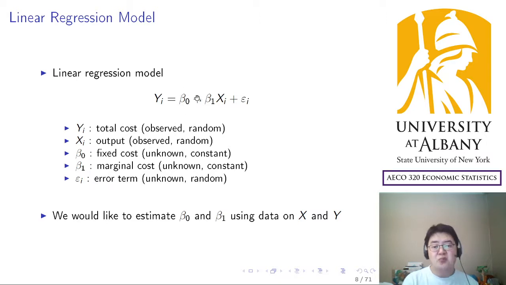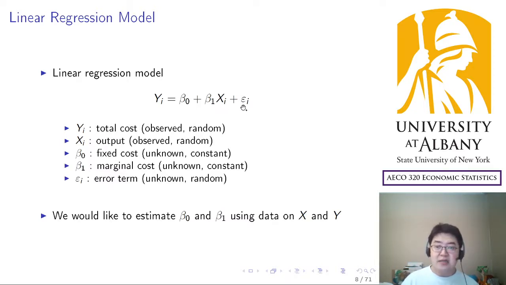It equals beta 0 plus beta 1 times x. So beta 0 is the fixed cost. Regardless of your production amount, your cost increases by beta 0. So beta 0 is the fixed cost that you have to pay upfront no matter how much you produce. And beta 1 is the marginal cost. So for every unit of x you produce, you have to spend beta 1 dollars. That is the marginal cost. And x is the output quantity.